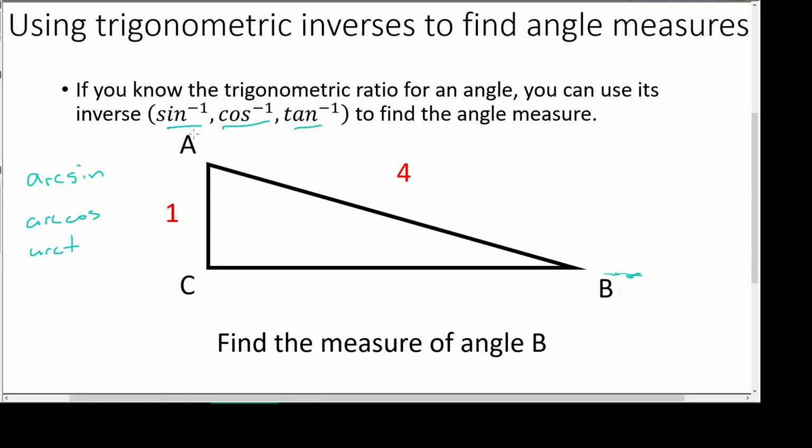So you're going to see those little buttons up there, and to access them, you're going to hit the second button, which is the top left button on your calculator, and then it'll function just like it would if we were just trying to find the sine.